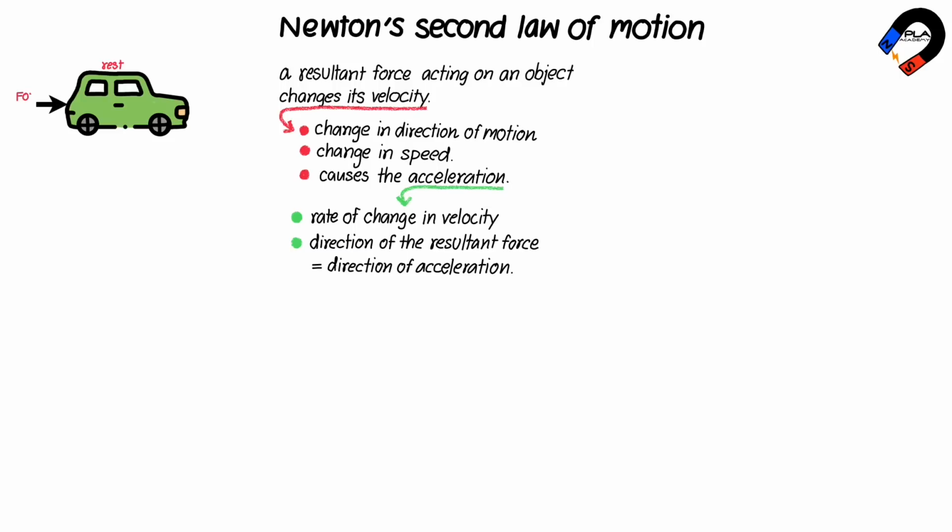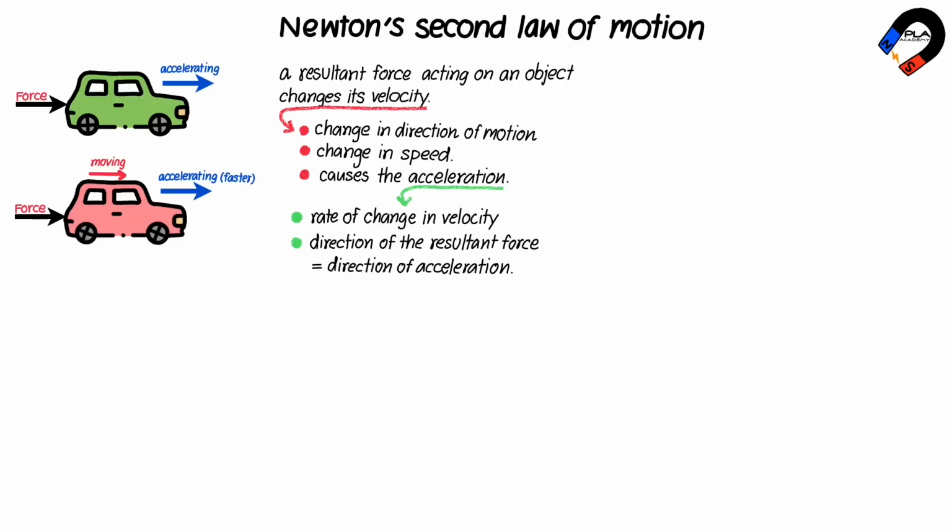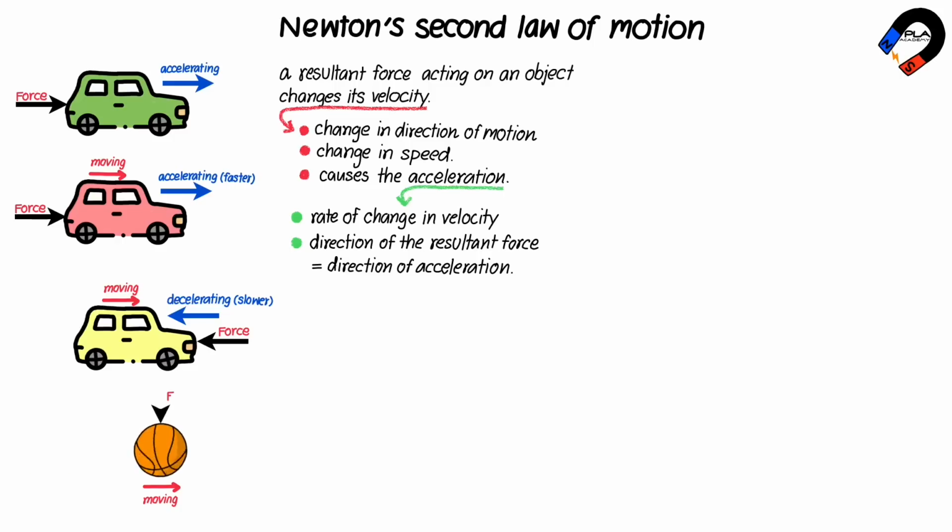For example, if the resultant force acts on an object that is at rest, the object will start to accelerate. If the resultant force acts on an object that is moving in the same direction as the force, the object will accelerate even faster. If the resultant force acts on an object that is moving in the opposite direction of the force, the object will decelerate. If the resultant force acts at a perpendicular angle to the object's direction of motion, the object will change direction and the speed remains the same.